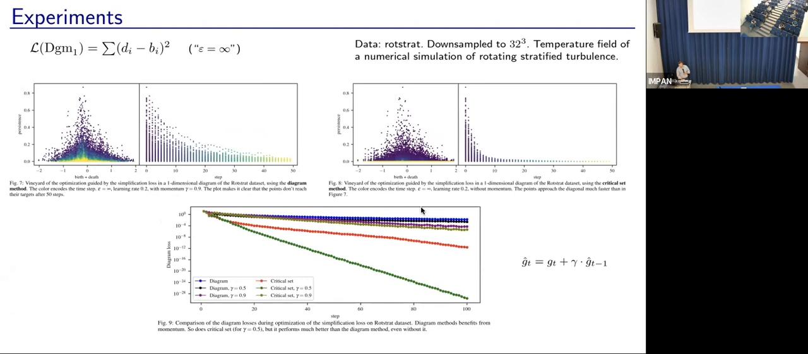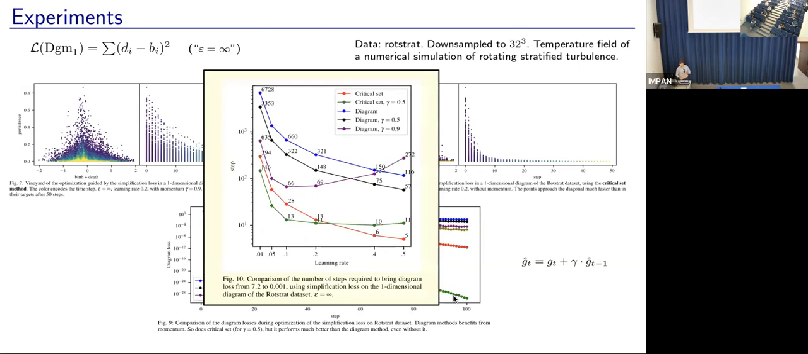The diagram loss, the diagram method keeps the loss, you know, it gets to, I don't know, 10 to the negative 2 or something. Whereas the critical set method is much better. And with momentum, it really shoots down. You can drive it as far down as you can in very few steps. What's also interesting is, if you do these kinds of optimization algorithms, the usual pain is to play with the learning rate, because everything is very dependent on the learning rate.